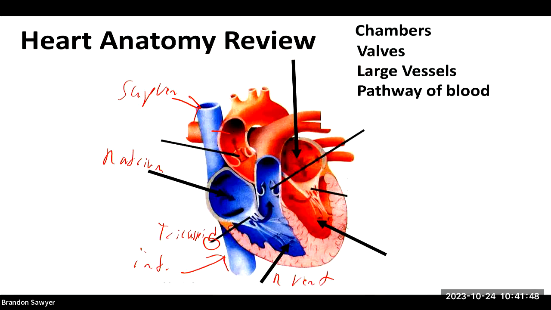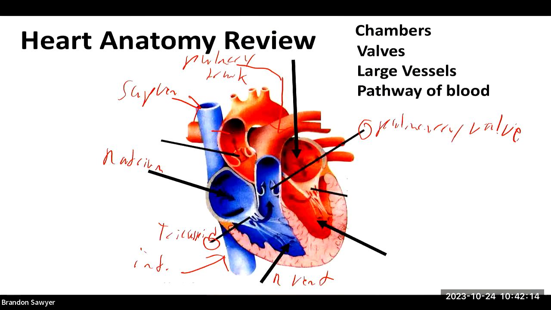Okay, that right ventricle is going to contract, send blood up through this valve here. What's that one called? Pulmonary valve. Okay, and then out this big vessel here. What do we call that big vessel? Pulmonary trunk, and then splits into pulmonary arteries, right?